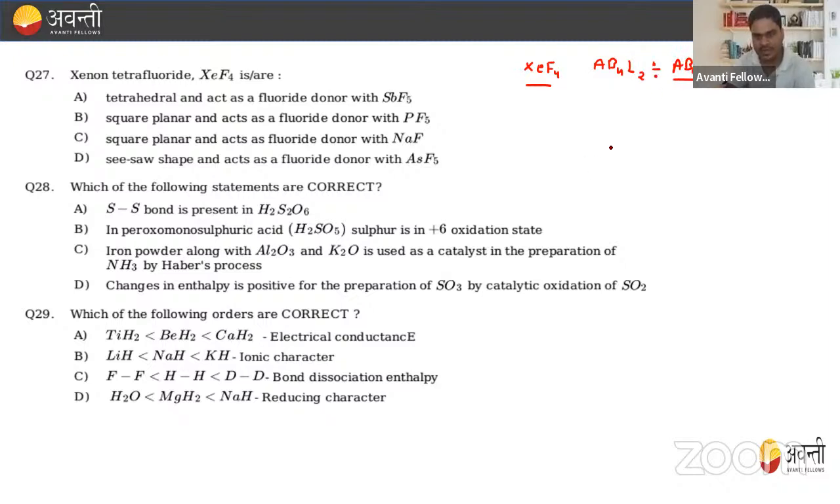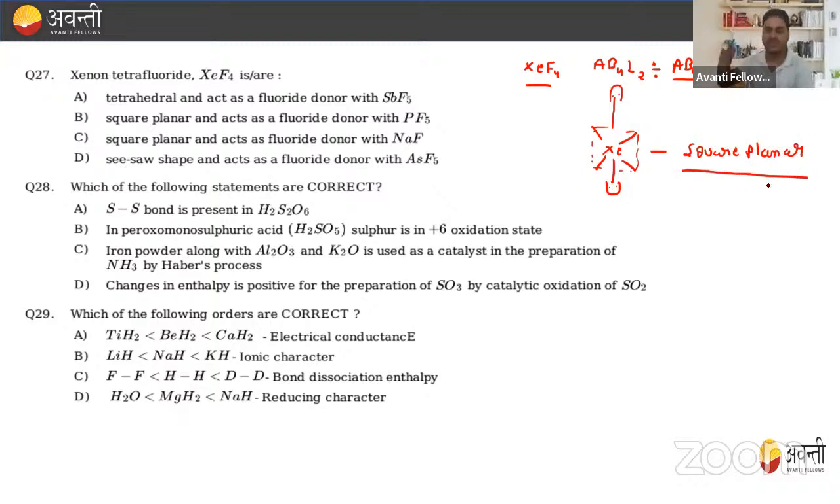We know the shape of AB6 is square, right? And we have two lone pairs, like this, one here, one here. So what is the shape? The shape is nothing but square planar. So from VSEPR theory, we predict the shape is square planar. So this one is incorrect. This one is also incorrect. So out of B and C, either both are correct or only one is correct.